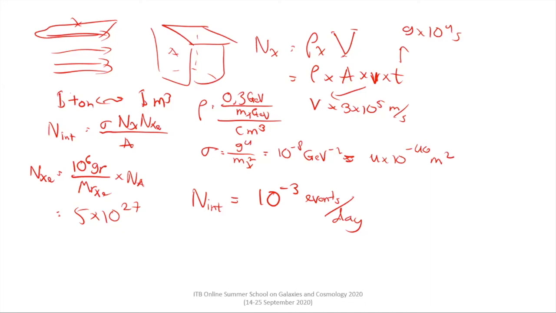Not in 1 day, not even 1 day, in 1 minute, I would have a lot of counts, like the background here, probably about 10 counts per minute or something like that. And your signal is 10 to the minus 3 events per day. So well, then you have to do a lot of things to observe the dark matter using that way.